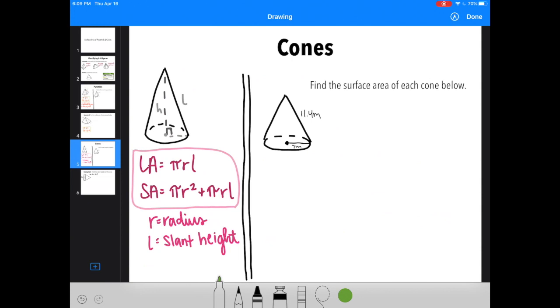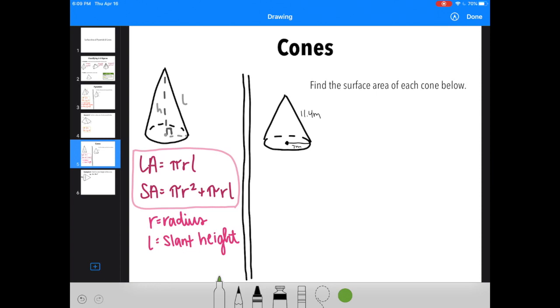All right, let me know if you have any questions. Our last component is going to be our cone section. And it's going to be similar to how we conduct the cylinders. It takes that lateral area of pi times r times L, our slant height. And then for our surface area, it's going to be pi r squared, the area of my base, plus my lateral area, pi r L.